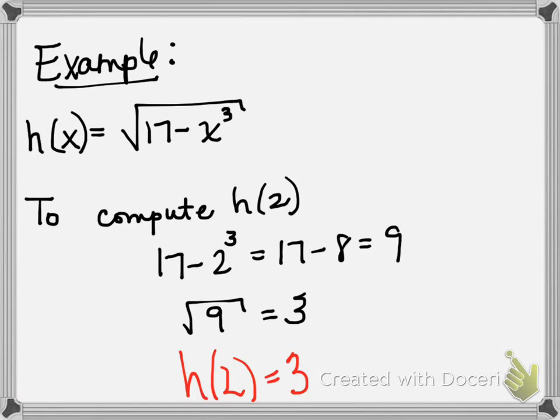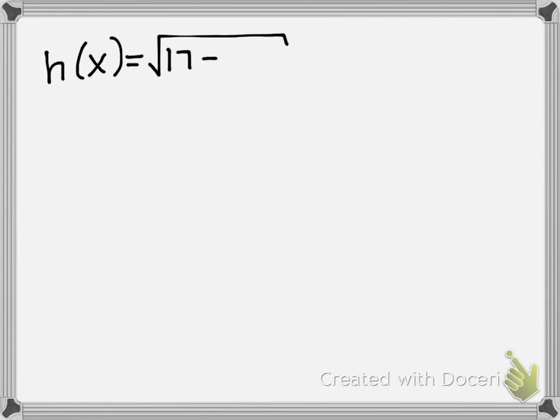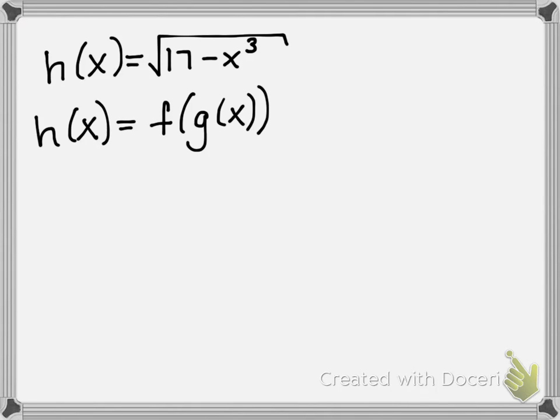We had these two steps. The first step was to compute 17 minus x cubed, and the second step was to do the square root of x part. So if we think of h of x equals the square root of 17 minus x cubed, we're going to think of this as there being an inside function and an outside function. The inside function is the first step, and the outside function is the second step. So h of x is a composite function. We do this in two steps.